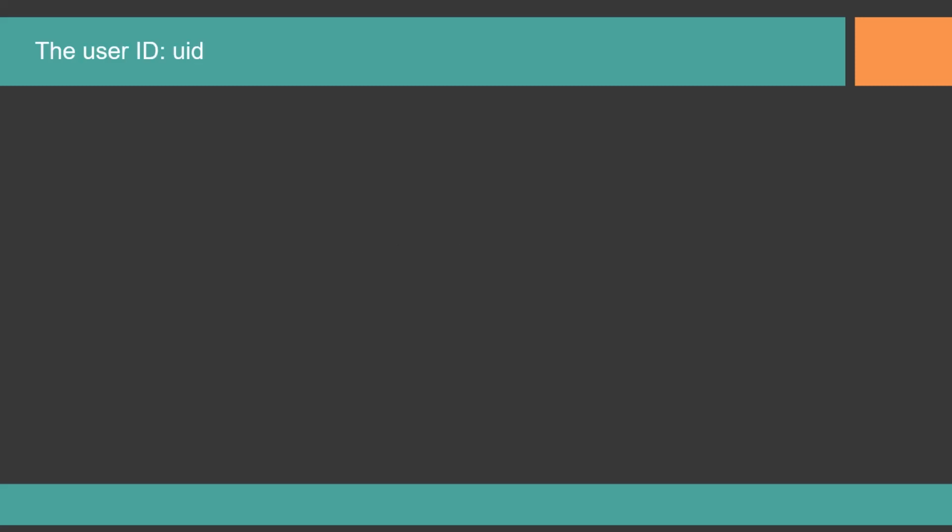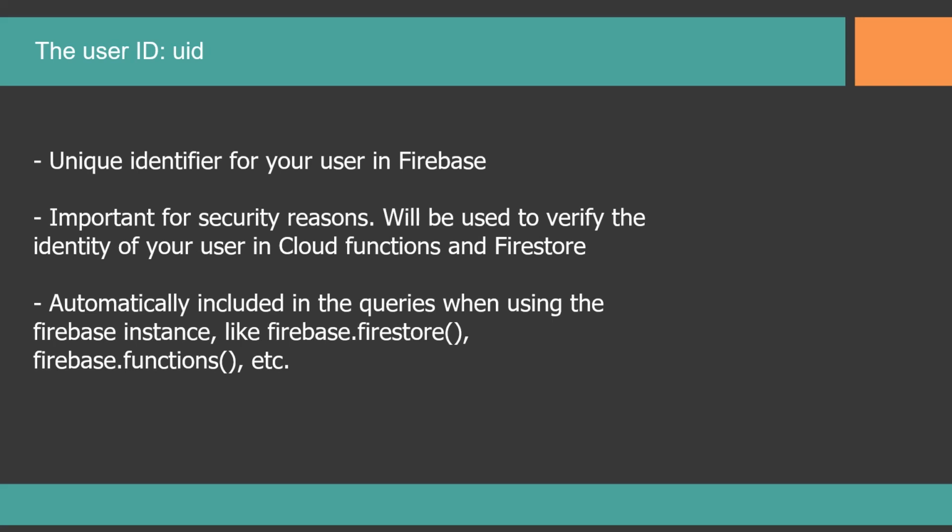The first topic is the user ID. And what I mean by that is the Firebase user ID. This is an ID that is generated by Firebase when you create a new user. And it's going to be unique throughout all your authentication records for this specific project. It's very important because that's what you will use to enforce security rules when using other Firebase services like Firebase Firestore or the cloud functions, for example.